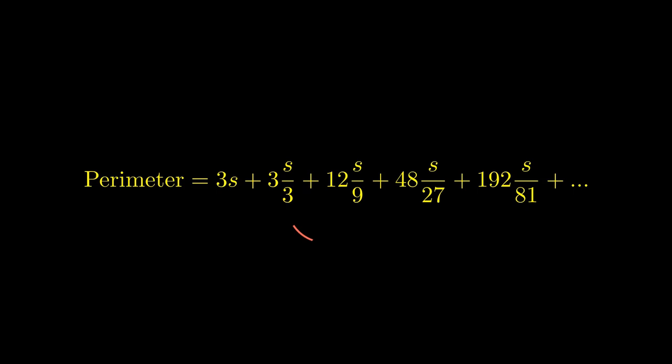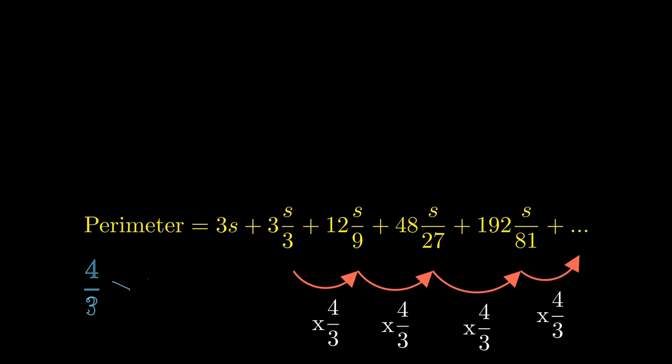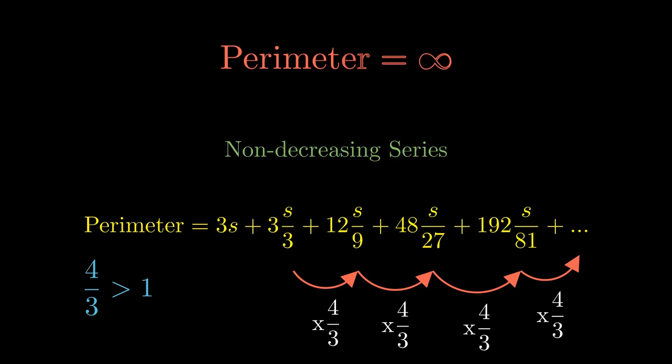Just look carefully. If we neglect the first term and multiply the second term by 4/3, we will get the third term. And multiplying the third term by 4/3 will get us the fourth term, and so on. And as 4/3 is greater than 1, this infinite perimeter series represents an increasing series. Or simply, every next value in the series will be greater than the previous term, and the perimeter will approach infinity and diverge as we keep on increasing the iterations.